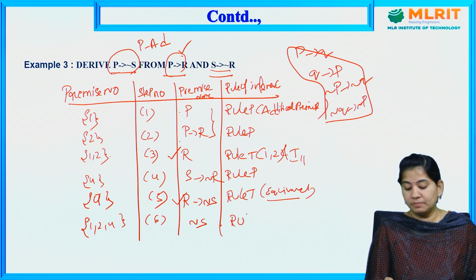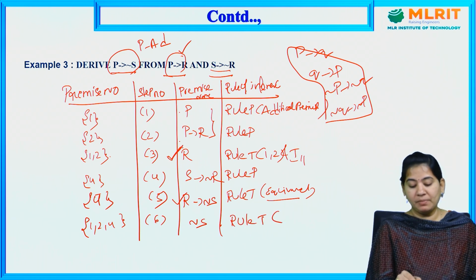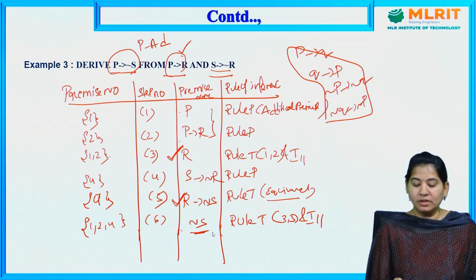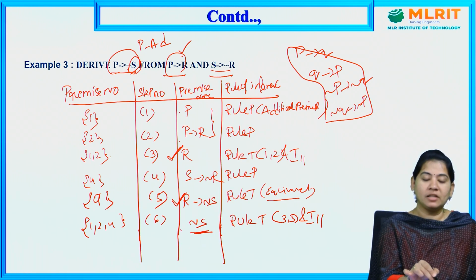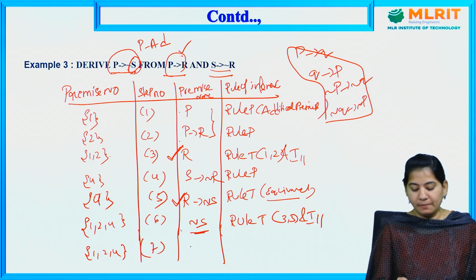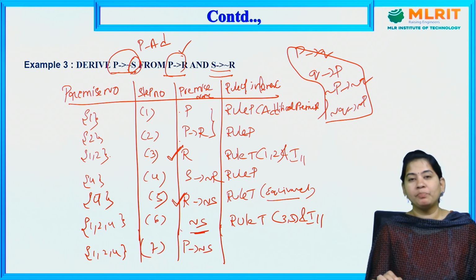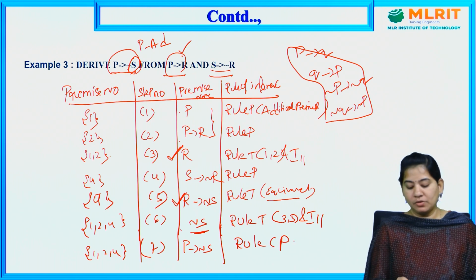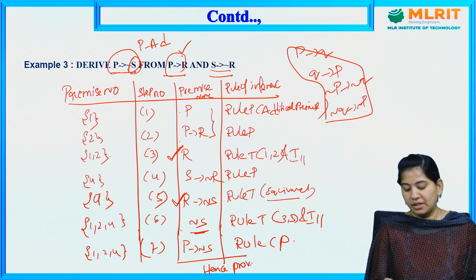So this is called rule T, and step numbers are 3 comma 5 here, and the formula is I11. So we got negation S, and that is the desired conclusion that we need to get. So here, 1, 2, 4, step number 7, and you need to write the same total, P implies negation S, rule CP. So like this, we have solved P implies negation S using rule CP.